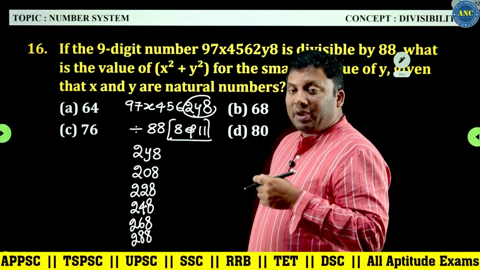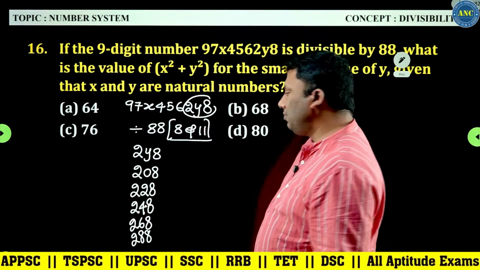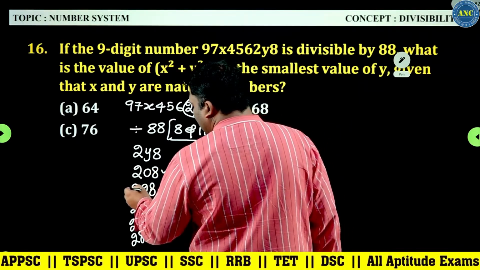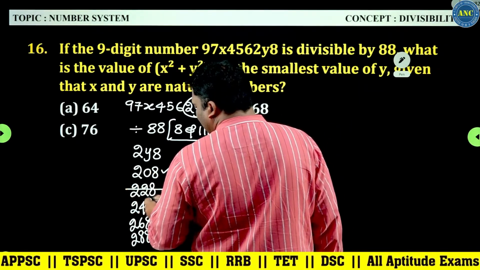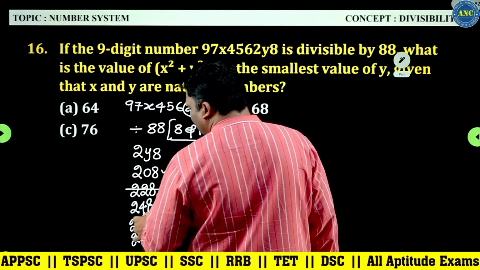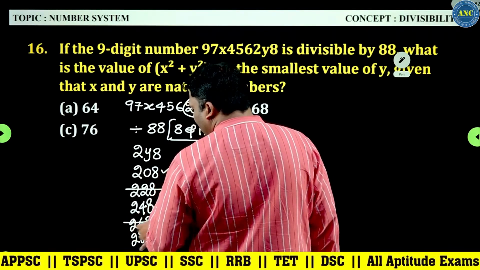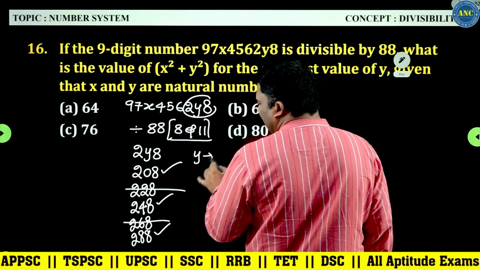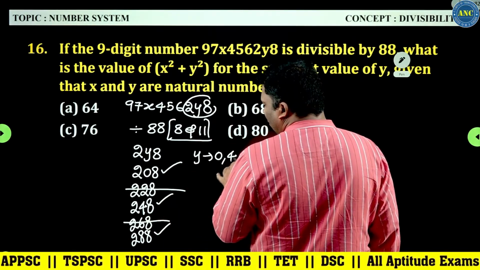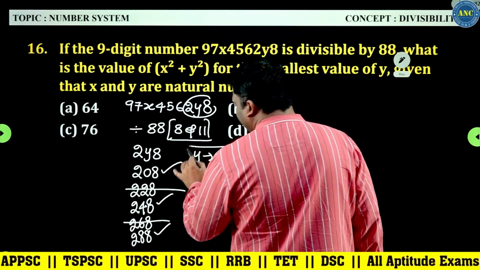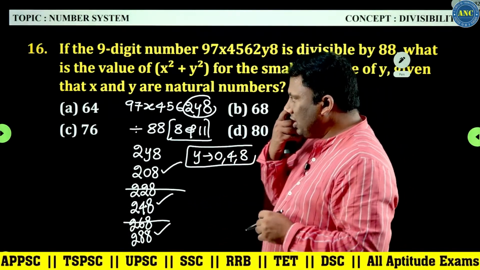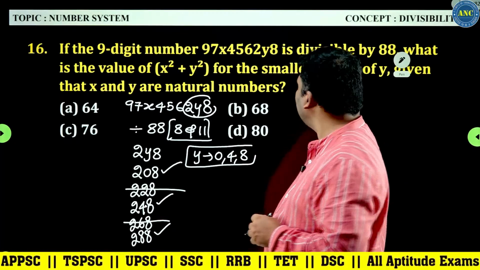I need to check whether they are divisible by 8. 8 2s are 16, 8 6s are 48. 8 2s are 16, no. 8 3s are 24, no. 8 3s are 24, yes. That means y can take which cases? y can take 0, 4 and 8. I hope the idea is clear, right?